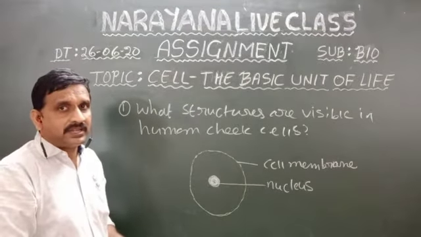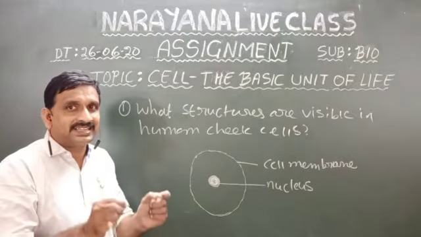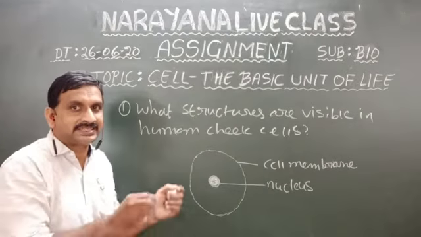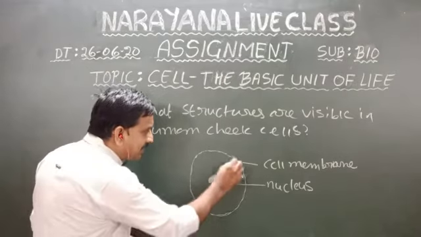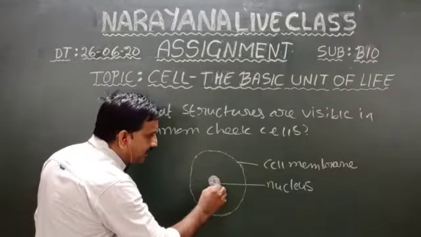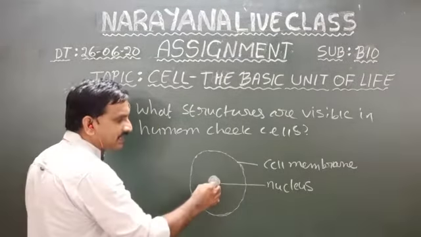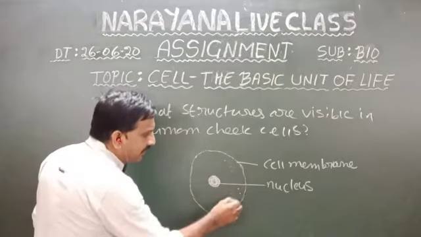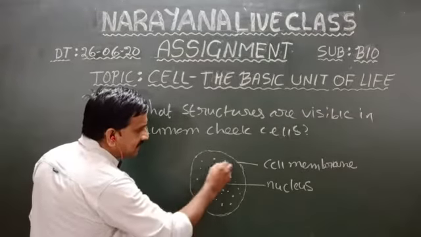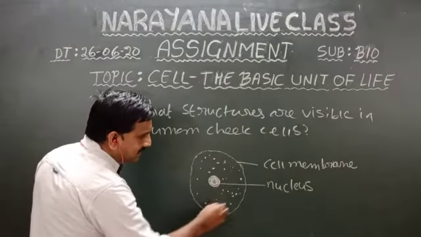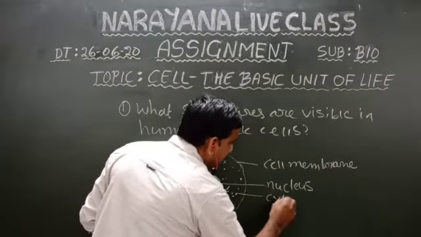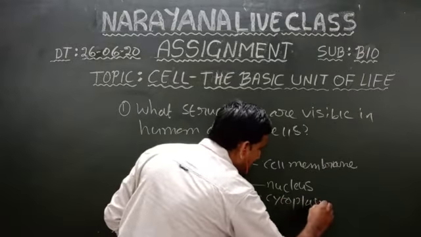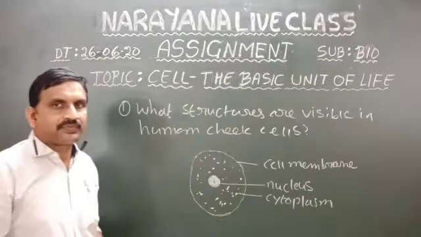Another important structure here is a jelly-like substance that we observe inside the cell, between the cell membrane and the nucleus membrane. This jelly-like substance is called cytoplasm.